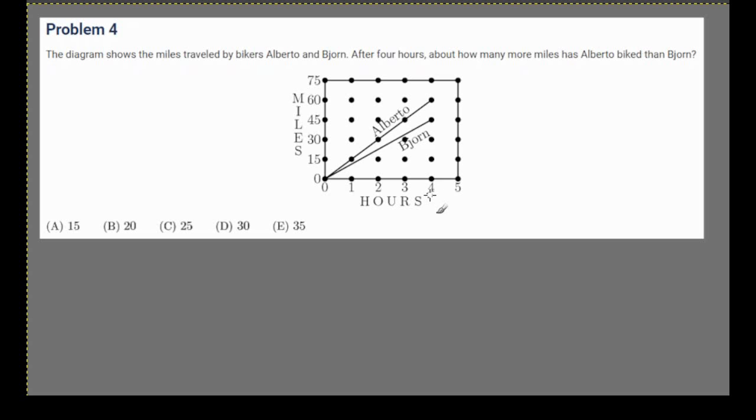Problem 4. The diagram shows the miles traveled by bikers Alberto and Bjorn. After 4 hours, about how many more miles has Alberto biked than Bjorn? Well, we can just look at the diagram, and after 4 hours, we can see that Alberto has biked 60 miles, and Bjorn has biked 45 miles. 60 minus 45 equals 15, making the answer A. Easiest problem ever.